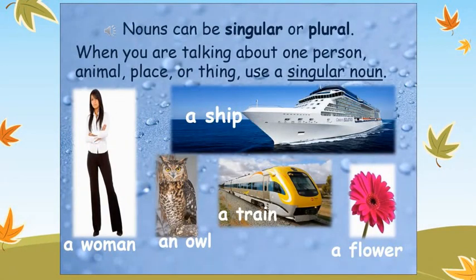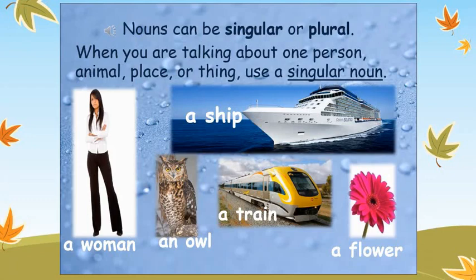Okay, now children, a noun can be either singular or plural, isn't it? A noun can be either singular or plural. It can be one or many. So when we are talking about one person, animal, place or thing, we use a singular noun.